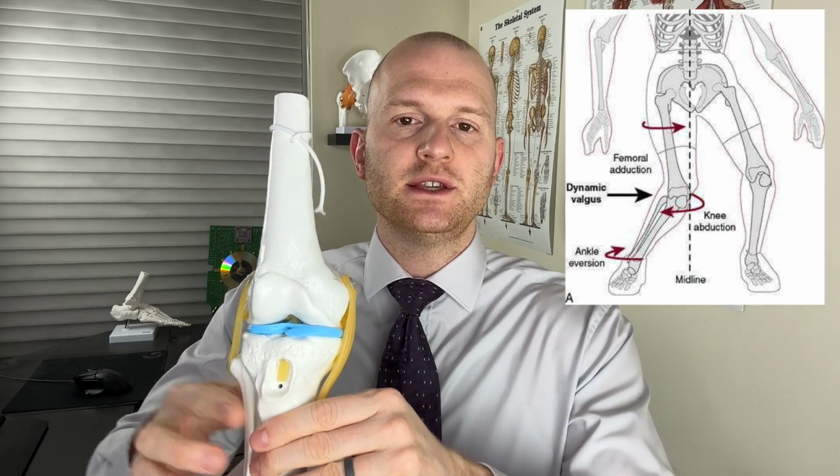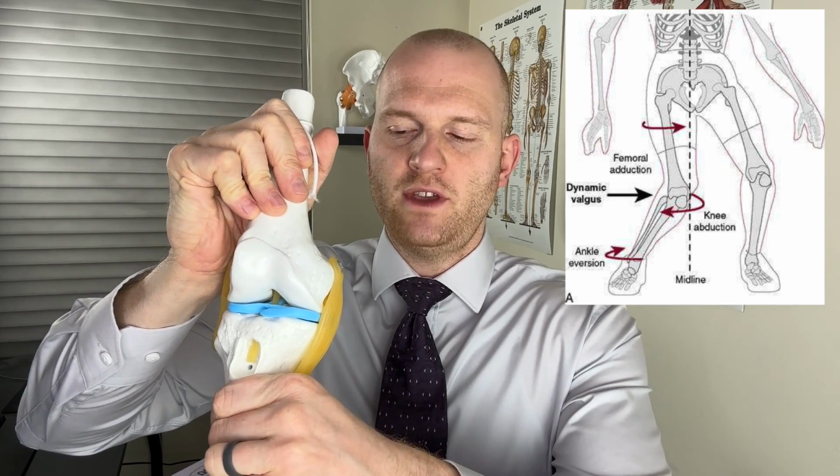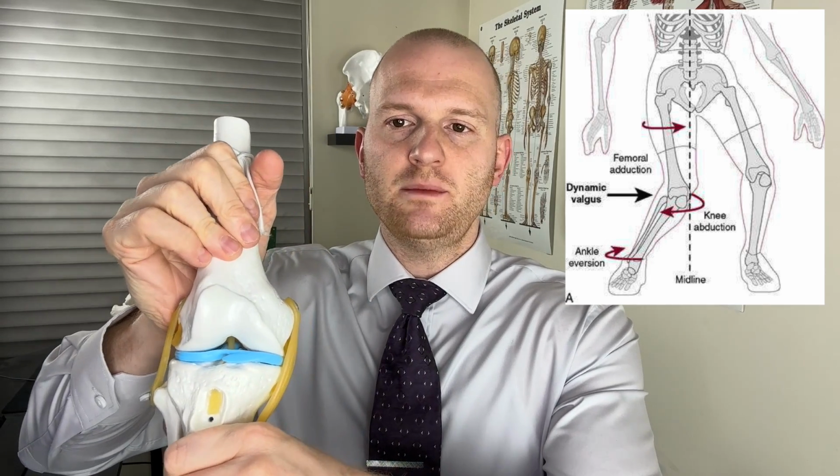So let's talk about what exactly the dynamic knee valgus position is. Essentially, when somebody goes into dynamic knee valgus, we see a person that's going to externally rotate their lower limb, followed by internally rotating. And when you do this, you are essentially putting a lot of rotational stress going through the knee joint. And let's take a closer look as I do that.